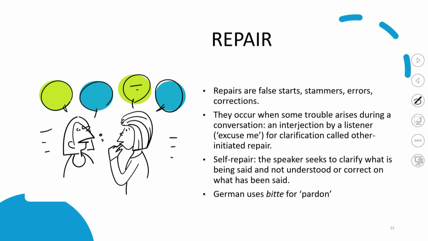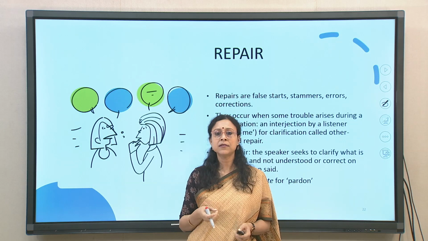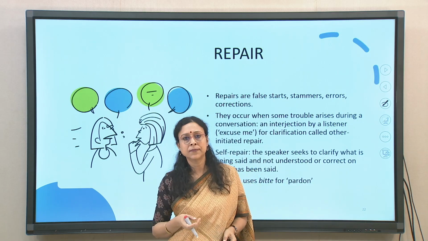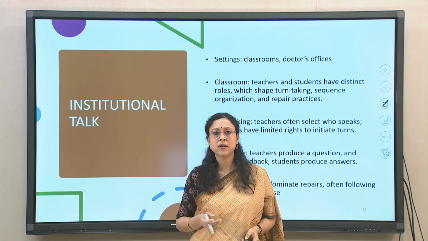So, when there is some kind of a problem, then typically in the English language at least, people will say sorry and then start over, or excuse me and then start over, or clarify the problem, the error or whatever. Slip of tongue is also very common. So, self repair is a very common part of conversations, because as soon as you have spoken, you have also heard the wrong utterance. So, you correct yourself. That is something very common. Every language has its own way of correcting themselves. In German it is bitte for pardon. In English you say sorry or excuse me or whatever.